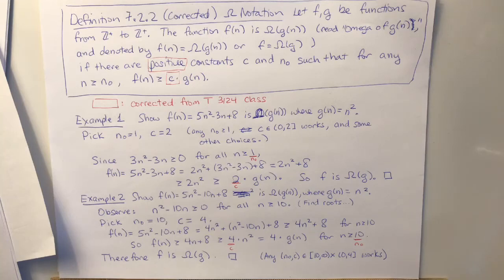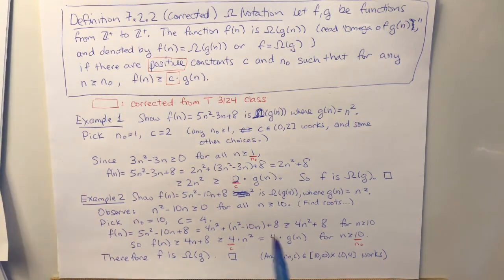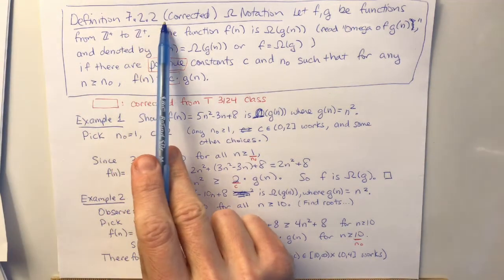Lecture correction for omega notation, Tuesday, March 24th, on section 7.2, growth of functions and complexity. The corrected definition of omega notation is here, definition 7.2.2.